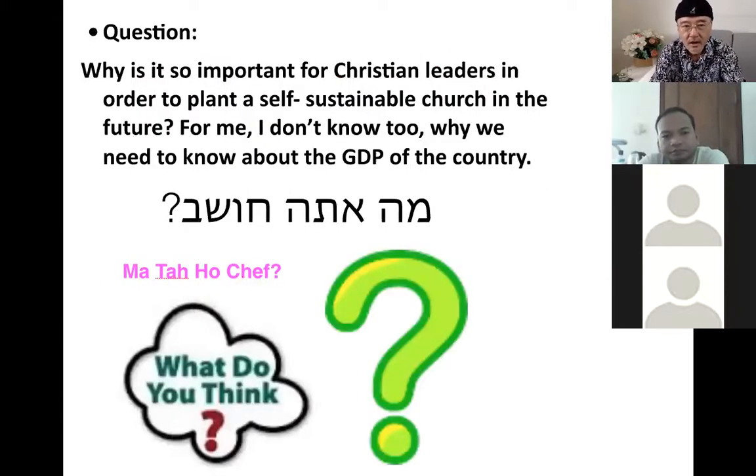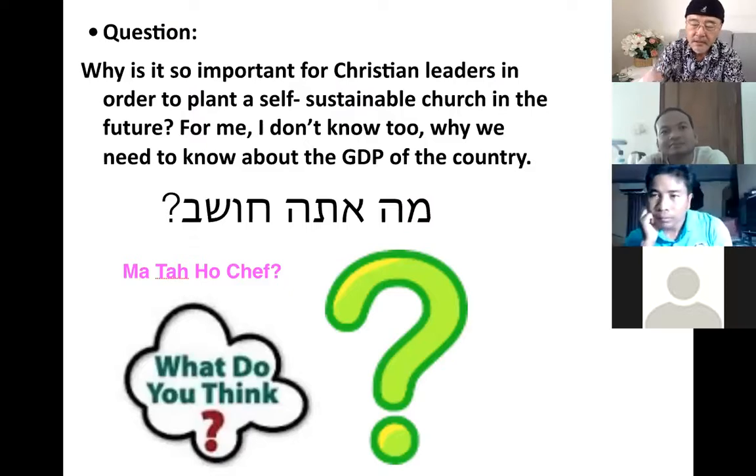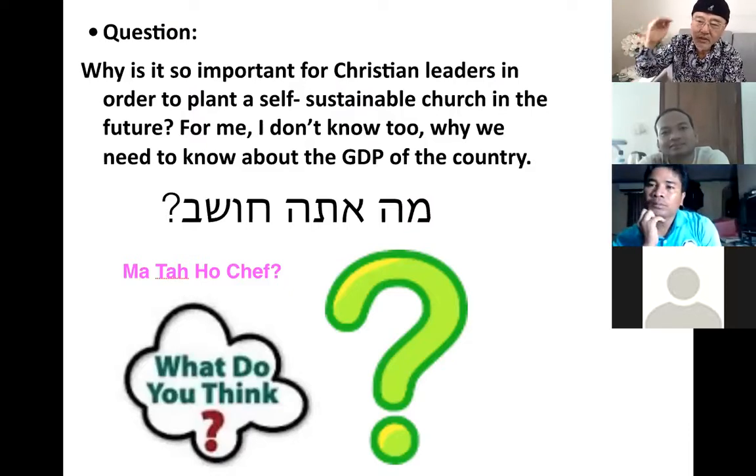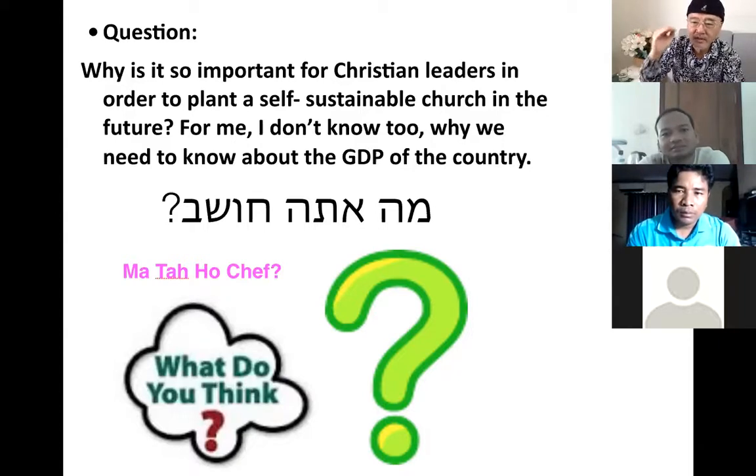Another question was, why is it so important for Christian leaders in Cambodia in order to plan a self-sustainable church in future? For me, I don't know too. Why do I need to know about GDP of the country? So that's a good question too. Because GDP is important because until certain GDP happens, the churches in the poor country, 90% or more, can never become self-sustainable.